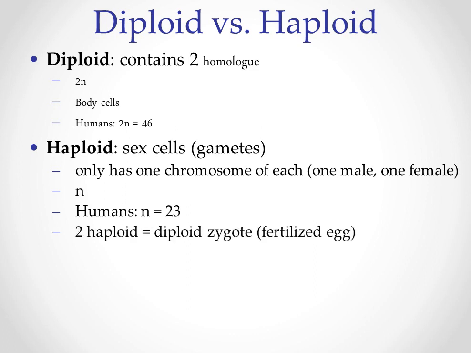The middle is called a centromere. There's two different types of chromosomes. You can have diploid chromosomes. That means you have two homologous pairs, or 2N. This is your body cells. In humans, we have 46 chromosomes.